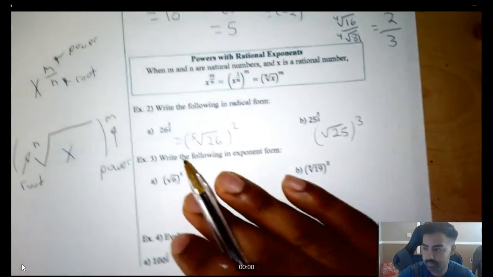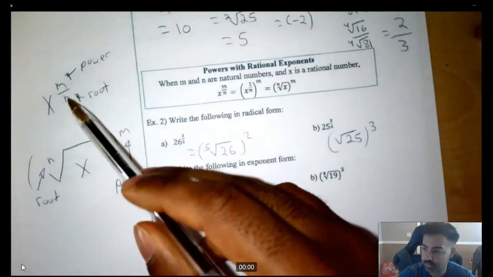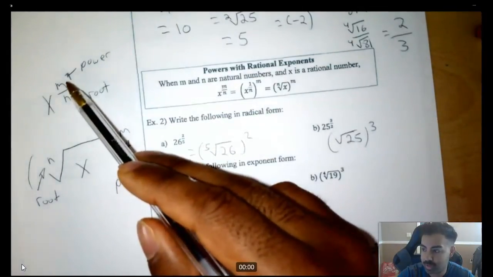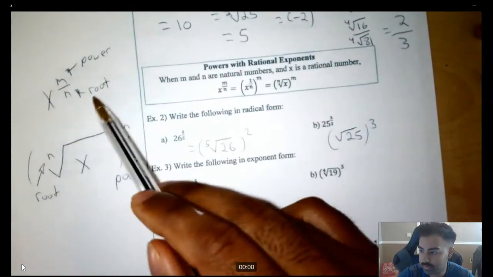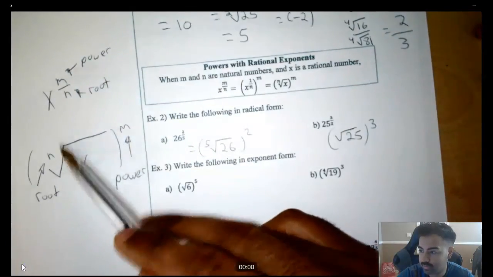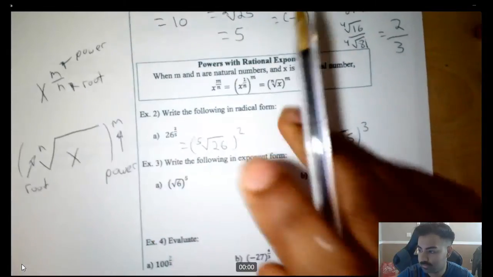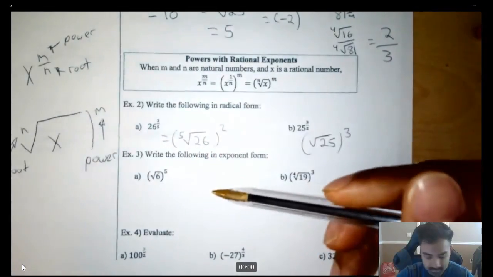Before we do that, just remember in this form, x to the power m/n, the top is the power, the bottom is the root. Again, you can see the n gets swung out to the outside, the m stays there on the outside, the power. So write the following in exponent form.